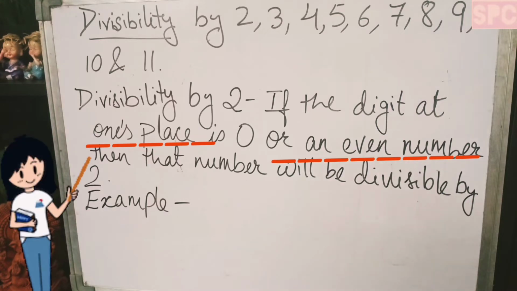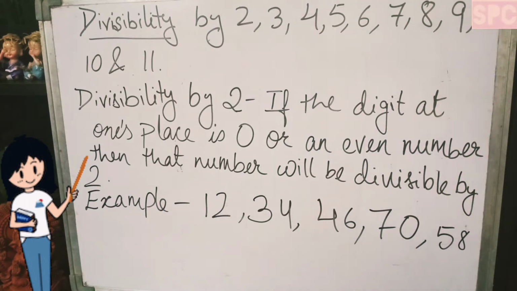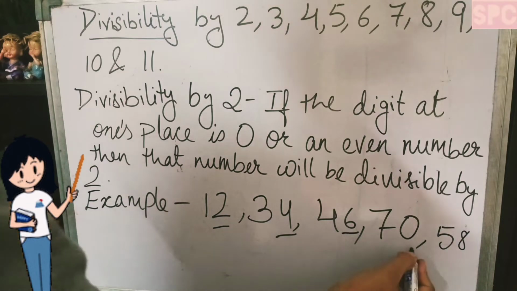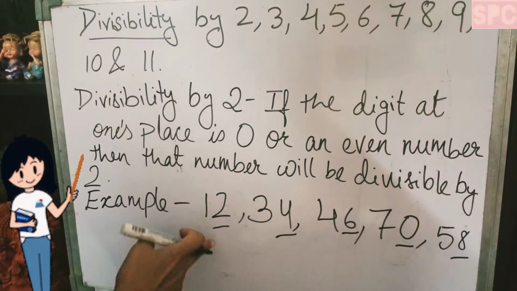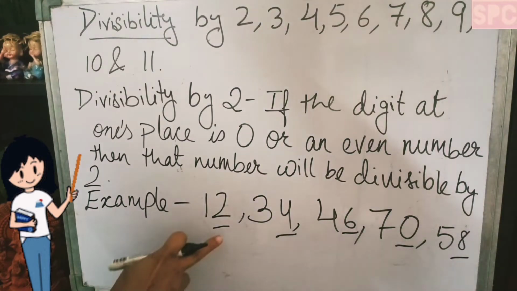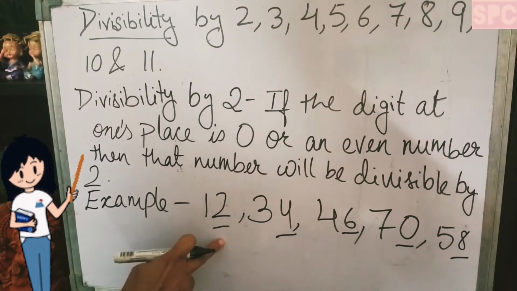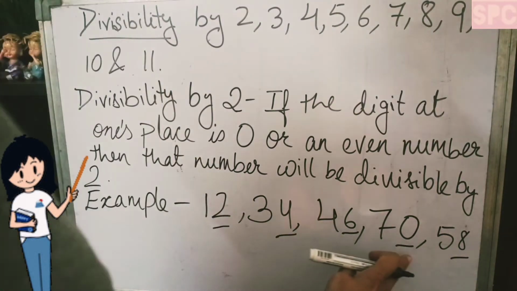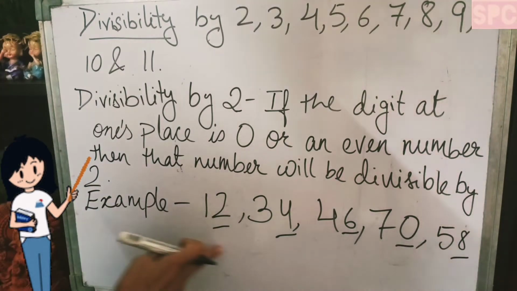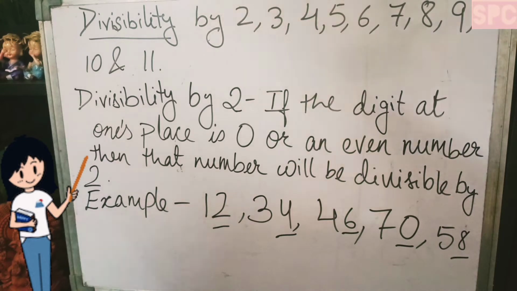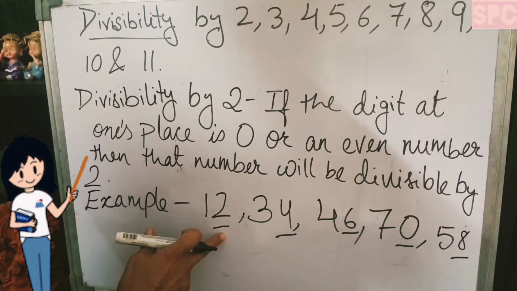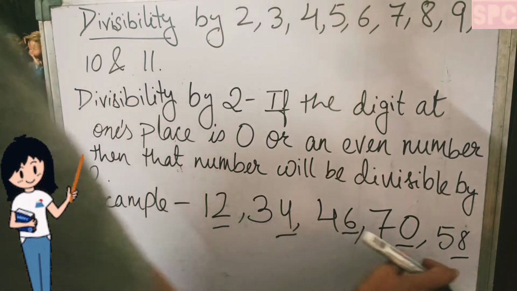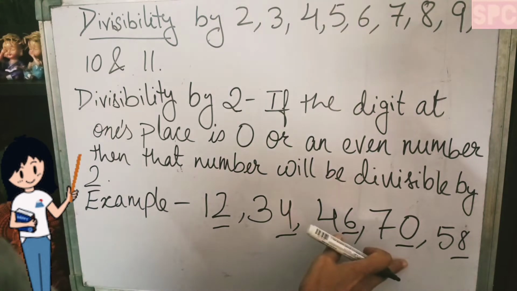Let's check this with the help of some examples. Now children, you all can see here the number at ones place. This and this. The number at ones place you have to see. If the numbers at ones place are even, like here it is 2, 4, 6, here it is 8, and here it is 0. So all these numbers are divisible by 2 because they all have either an even number at ones place, like here you can see 2, 4, 6, 8, or 0 at ones place.